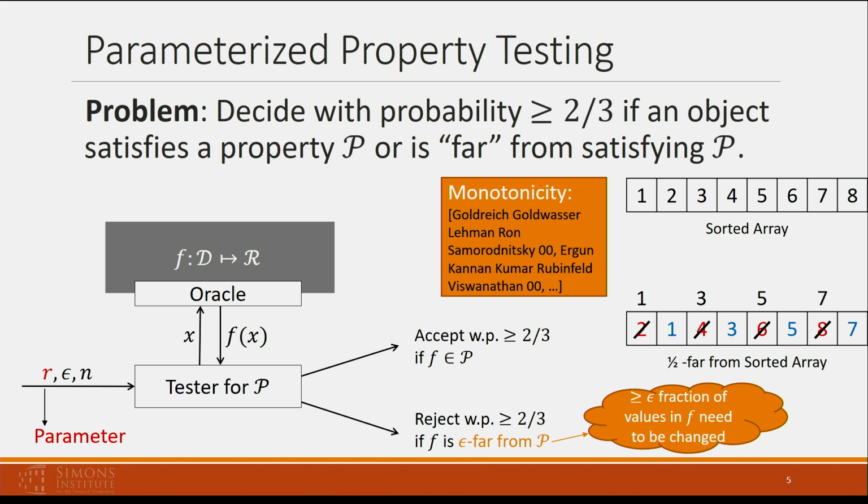So in our model, in addition to epsilon and the size of the input, the tester is given an additional parameter r, which is used to measure the complexity of the algorithm. The goal is to find a parameter intrinsic to the problem so that it captures the complexity better than the size of the input.